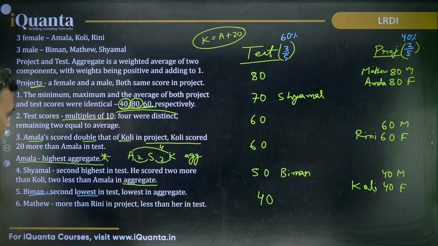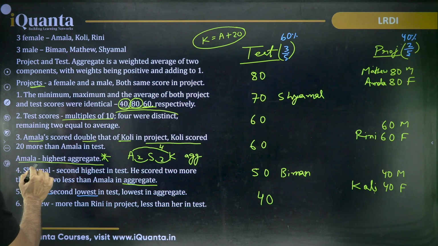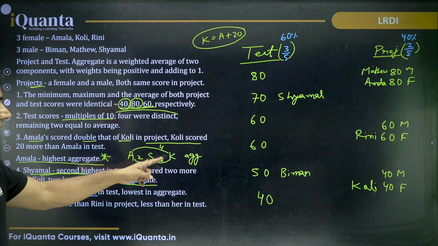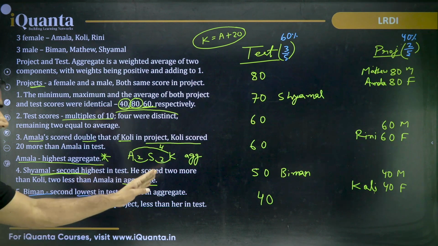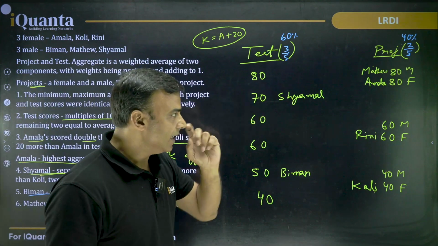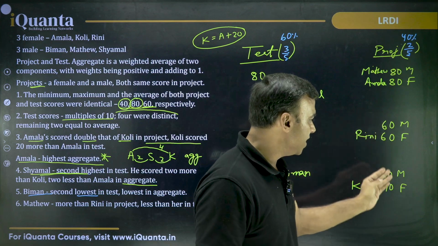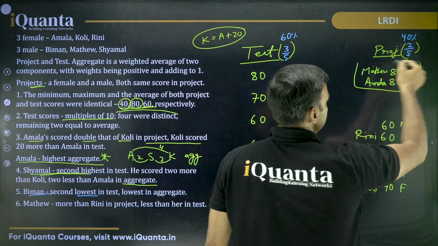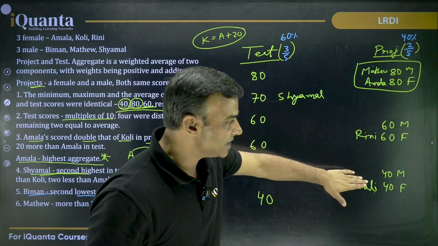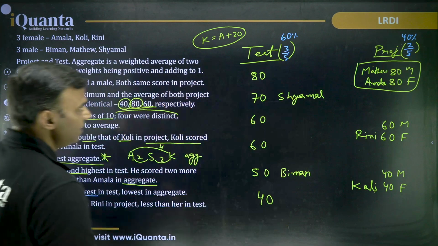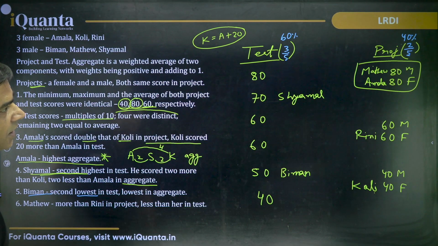So, now we will come back to this information, Shamal's aggregate. We have compared Kohli and Amla's aggregate. Now, we will compare Shamal's aggregate with any one of them because we know the score of Shamal, right? And Shamal's score here can be either 60 or 40. Matthew Amla, so this pair is completed for project. Here the male place is empty, here the male place is empty. So one of them has to be Shamal. So we'll take one by one and check.